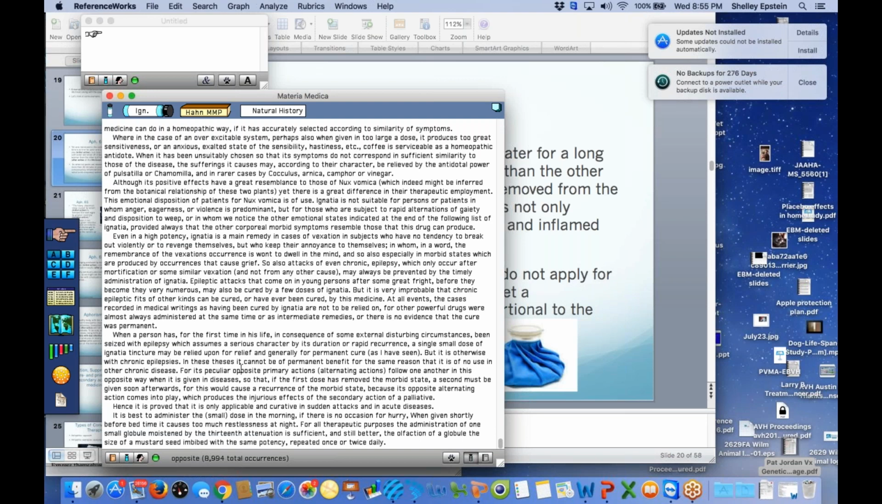All right. He says here, its peculiar opposite primary actions, alternating actions, follow one another in this opposite way when it is given in diseases, so that if the first dose has removed the morbid state, a second must be given soon afterwards, for this would cause a recurrence of the morbid state because its opposite alternating action comes into play, which produces the injurious effects of the secondary action of a palliative.